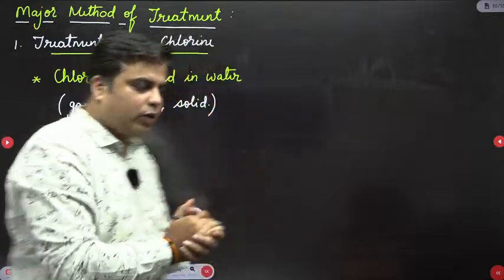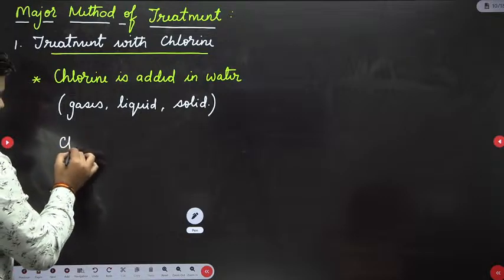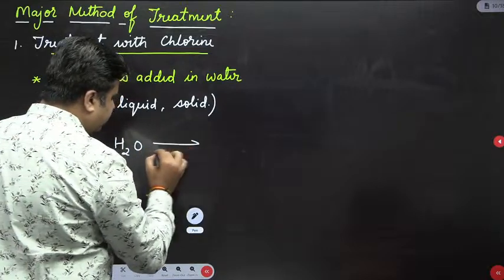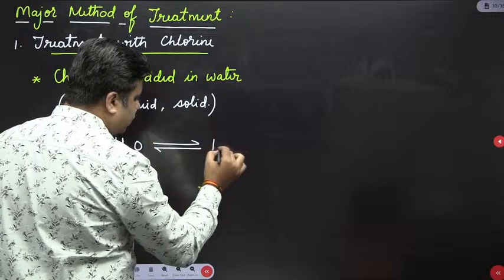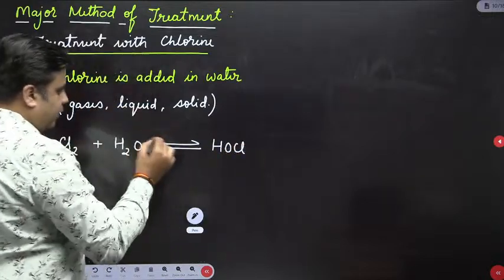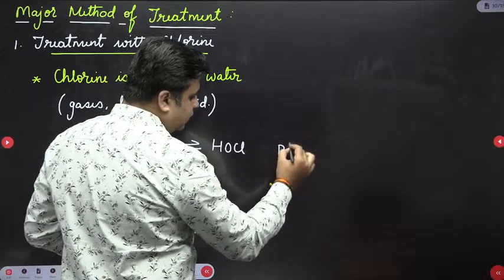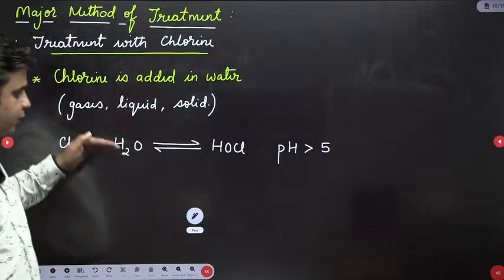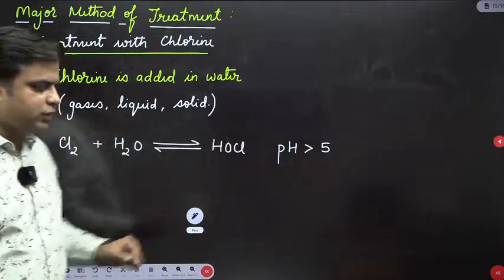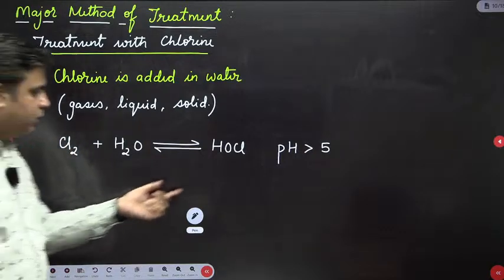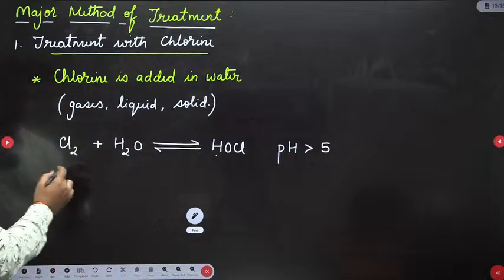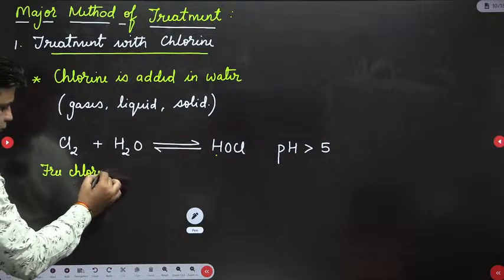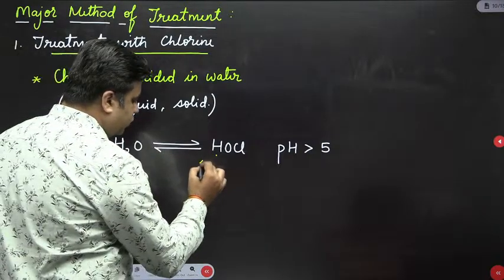Chlorine is added in water. Now this chlorine reacts with the water to form hypochlorous acid. When the pH is greater than 5, it has to be maintained; when the pH is more than 5, this equilibrium will go in the forward direction. This is free chlorine. This is hypochlorous acid. All the names are important.